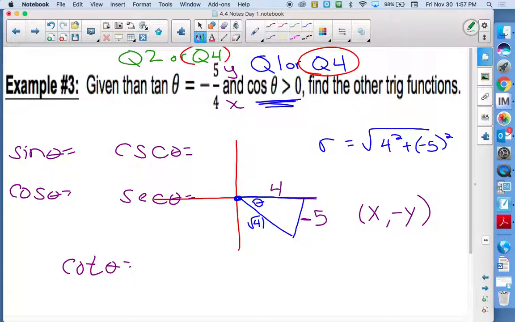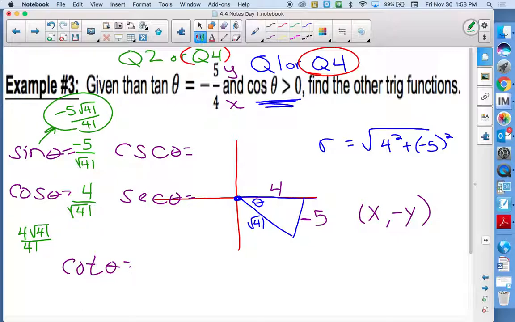So sine is y over r. Well, y is negative 5, r is the square root of 41. Y over r. If we rationalize that, that makes negative 5 square root of 41 over 41. That would be the sine, y over r. Cosine is x over r, so x is 4, r is the square root of 41. Or 4 square roots of 41 over 41. The cosecant is the reciprocal.